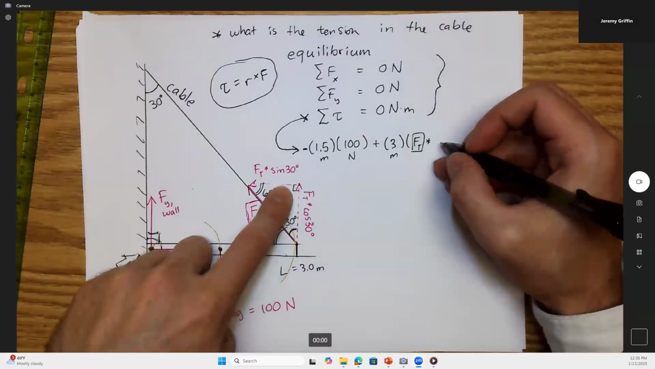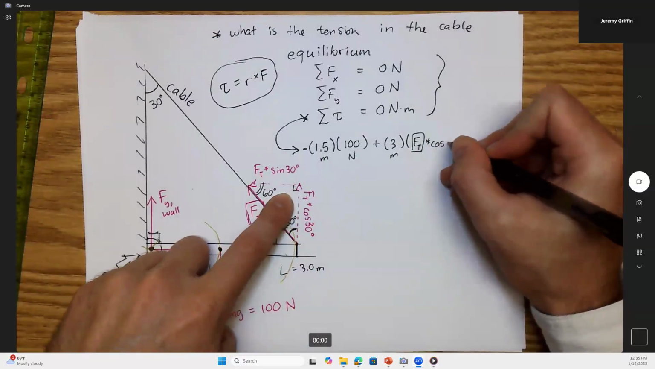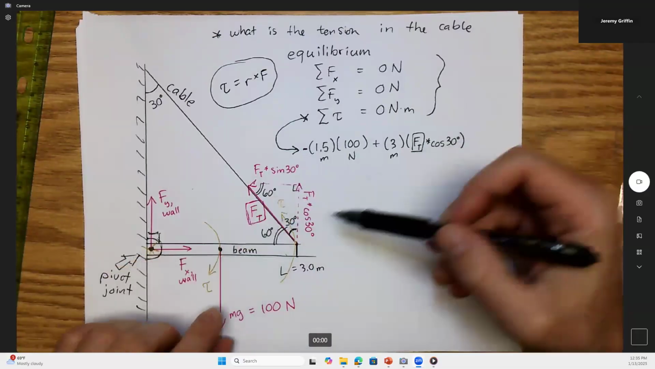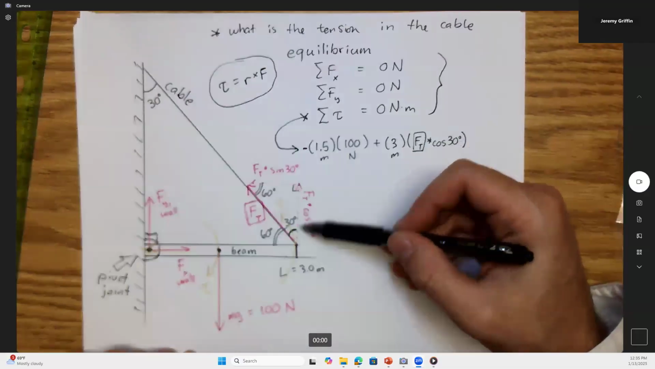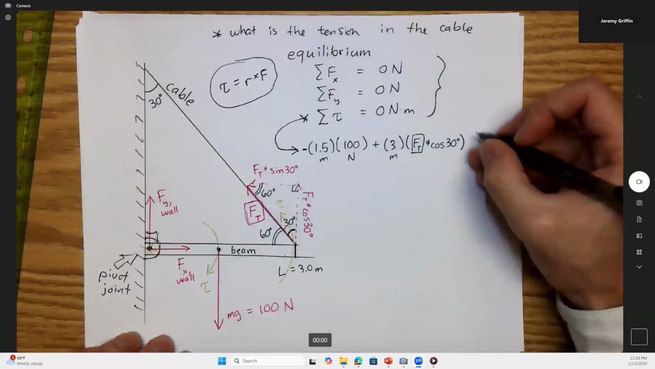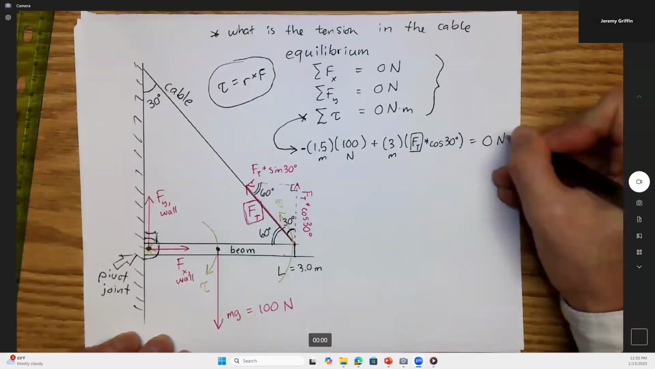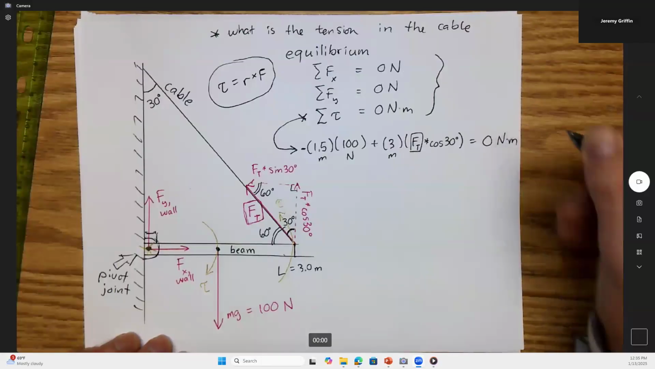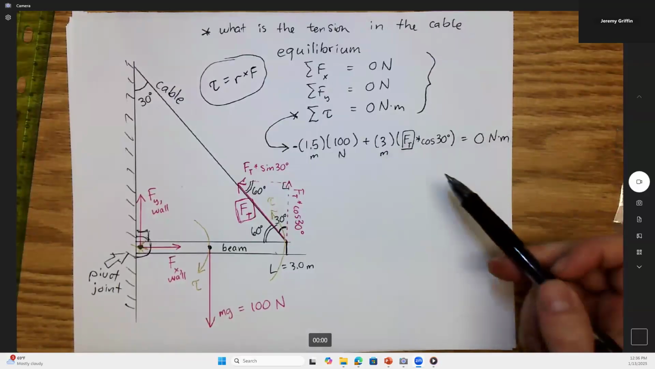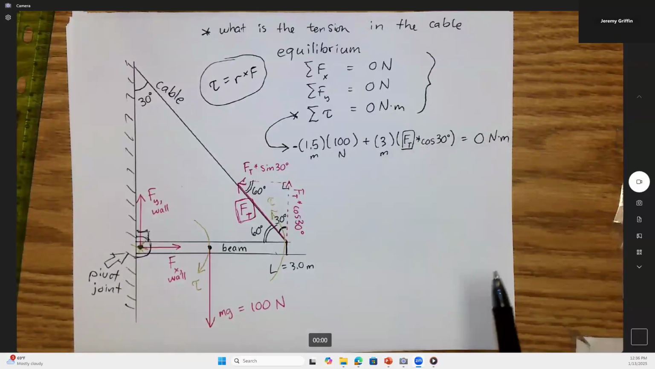Cosine 30 degrees? Or again, you could say sine 60 degrees. You could say that too. So tension force times either cosine 30 or sine 60, the same ratio, both root 3 over 2. This all goes to 0 Newton meters. There's the setup right there. And notice it's one equation, and it only has one unknown value, which means you can solve it with algebra. You guys get that so far?